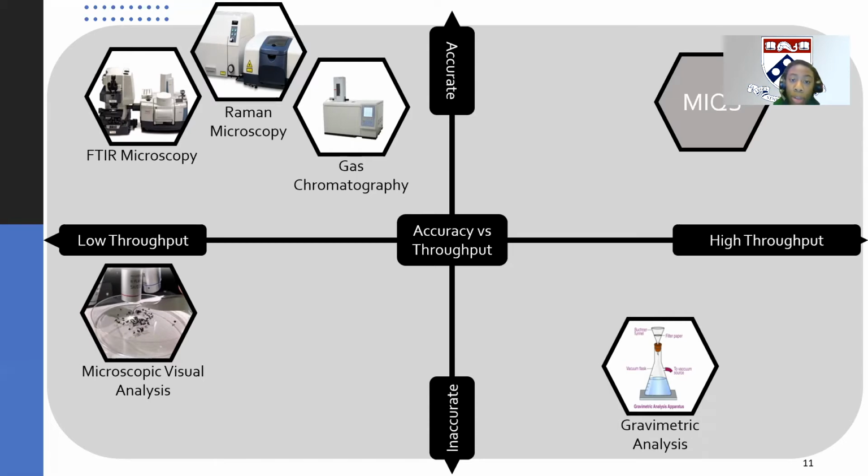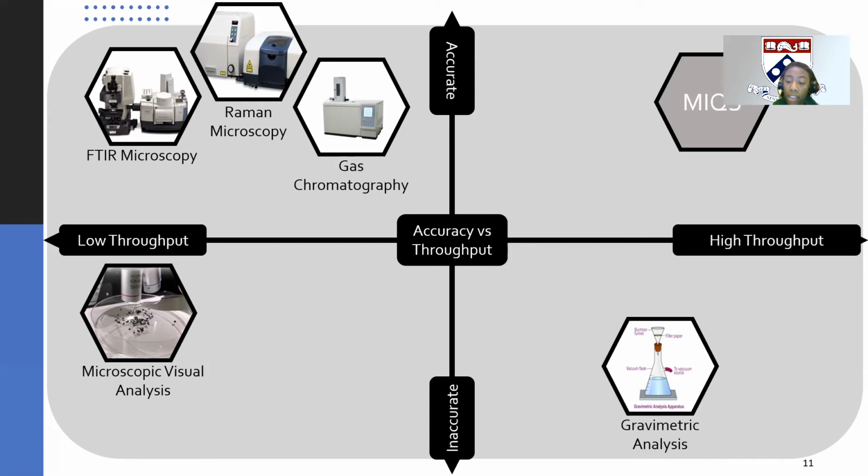However, they have low throughput because they normally require a manual process to take plastic samples from the visual analysis into those microscopy systems. The visual analysis itself is low throughput as well because it is a manual process, and it's also inaccurate because it requires a researcher to identify plastics by only vision, by only sight.